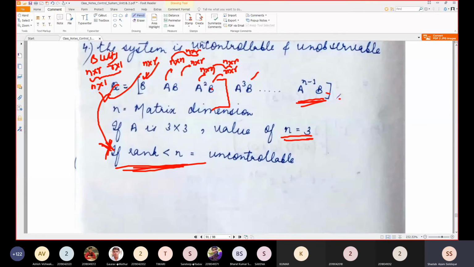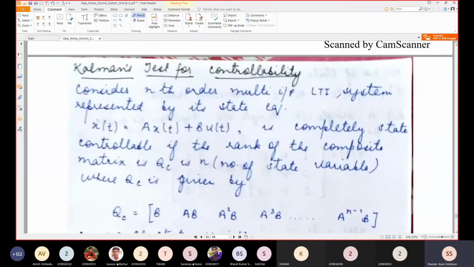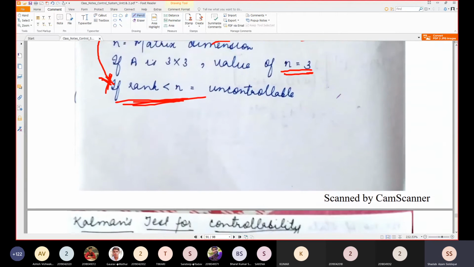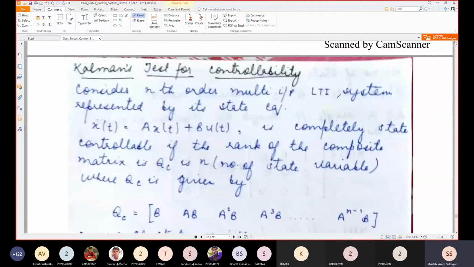Similarly, we'll take a problem so that it will be clear to you. Now, Kalman test for controllability. Consider an nth order multi-input LTI system represented by the state equation x dot of t is equal to Ax of t plus Bu of t.